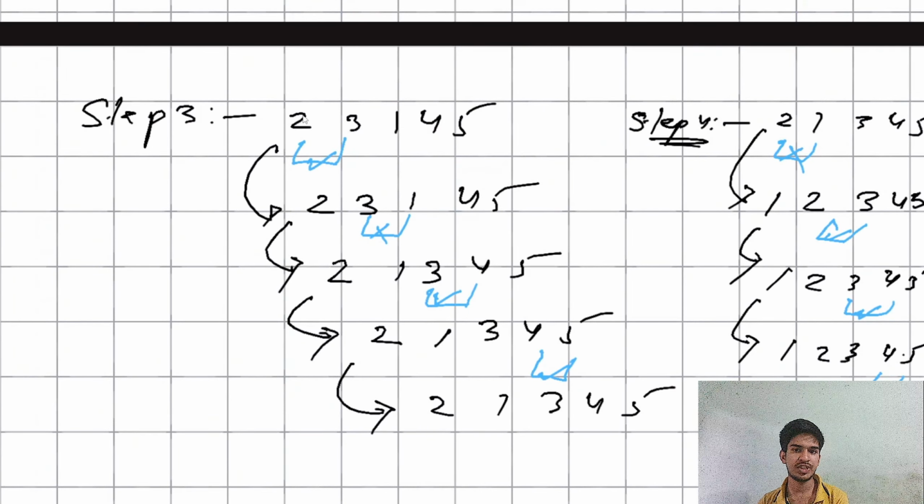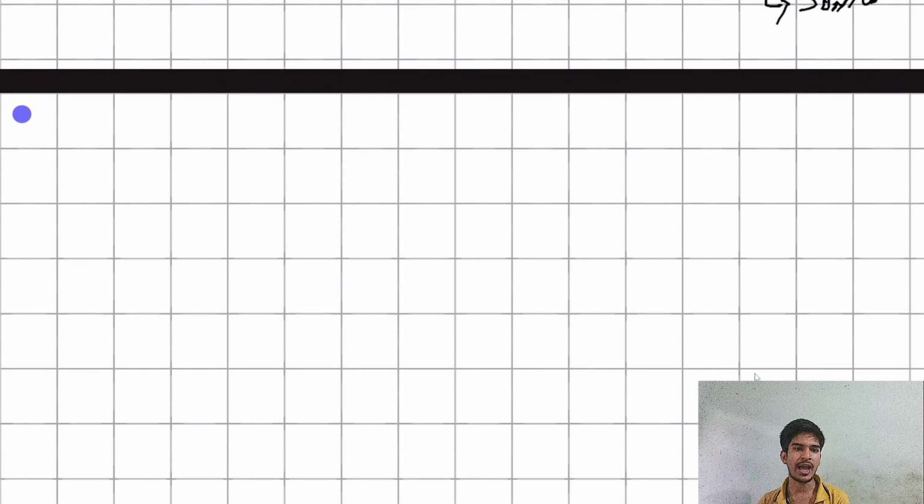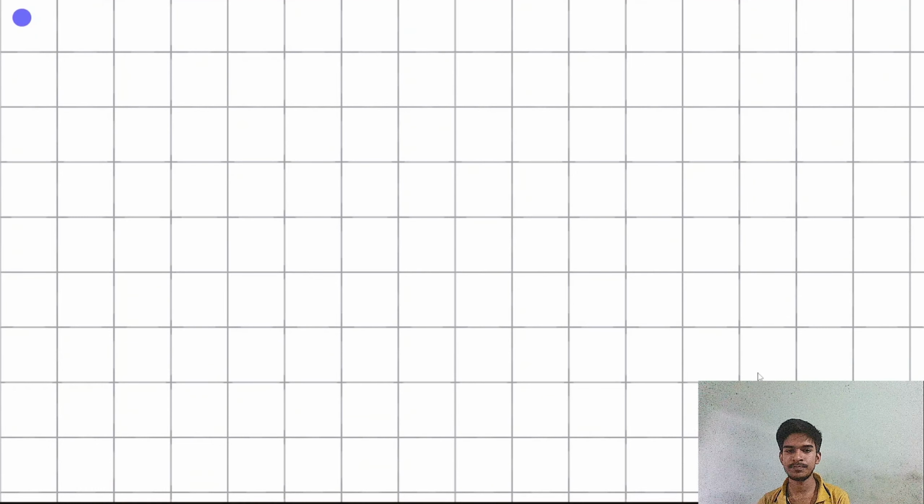We took four steps. In each step we have five comparisons, five sub-steps: one, two, three, four, and five. In all steps we have five comparisons. So actually, if we have n numbers, now we'll talk about time complexity.